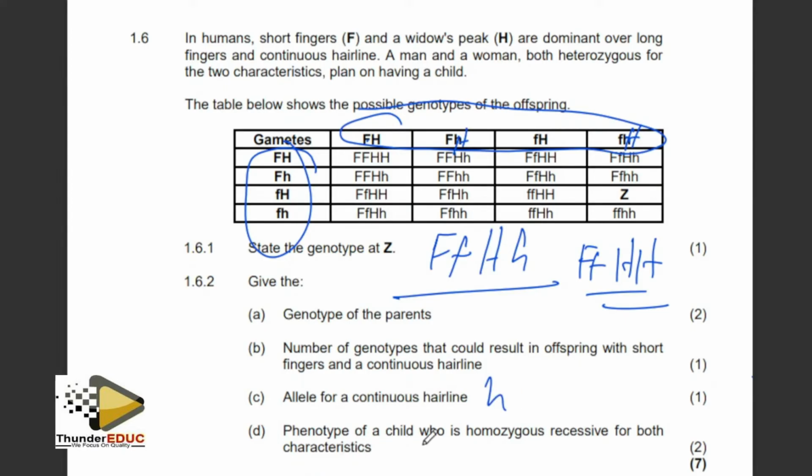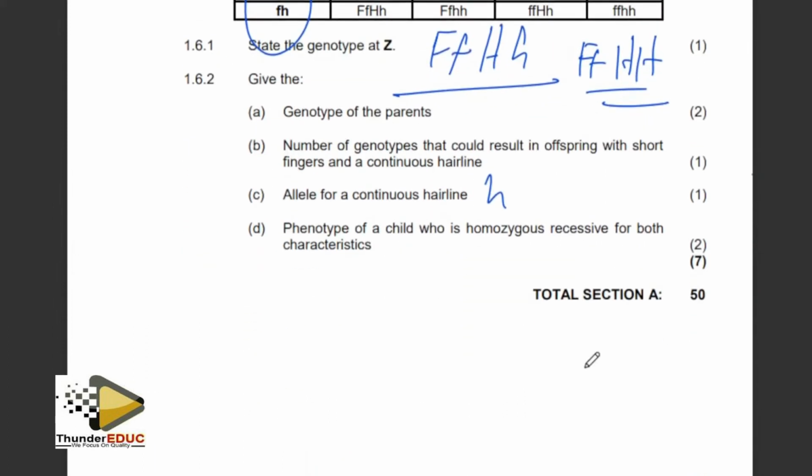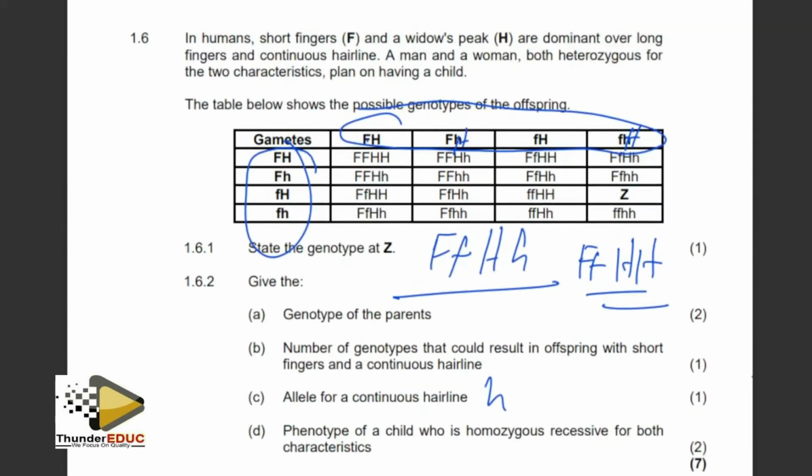The genotype of the child that is heterozygous recessive for both alleles, so is this one, which is small f. Yes, so this dihybrid cross, simple. You should not go to the exam when you don't know anything.